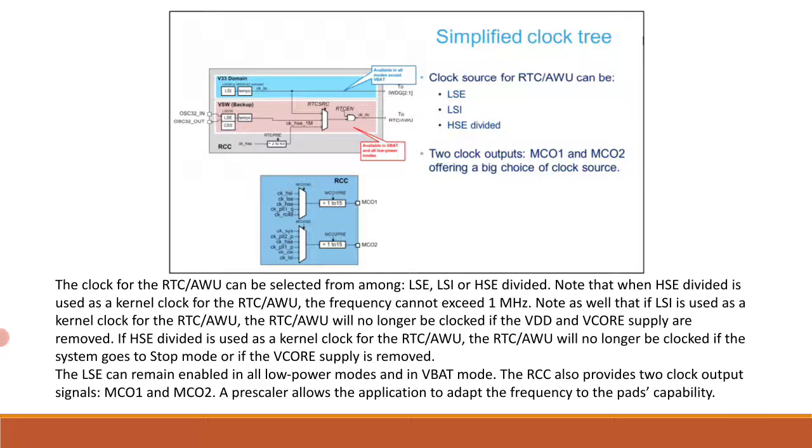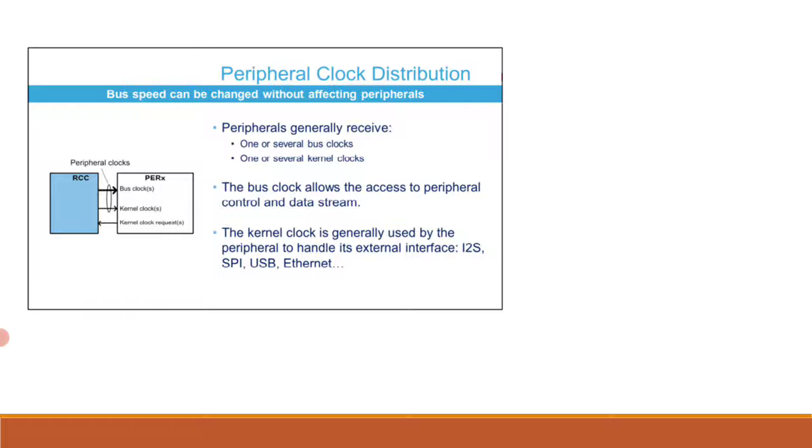So many STM32H7 peripherals have different clocks for data and control streams via the processor bus interface as well as the clock for the specific peripheral interface. Generally, the clocks for the data and the control streams via the processor bus interface are named bus clock or bus clocks. The clocks for the peripheral specific interface are named kernel clocks. The peripheral clock represents the clocks received by the peripheral: bus clocks and the kernel clocks.